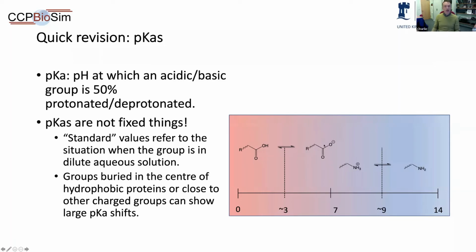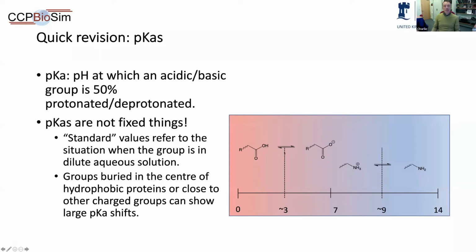And for most basic groups, things like lysines and arginines, they're going to have pKa's around 9. That means that below 9, they're going to be protonated, which is normally where we're thinking about doing our simulations, around pH 7. But if we are simulating in a very basic environment, then that group might be deprotonated.